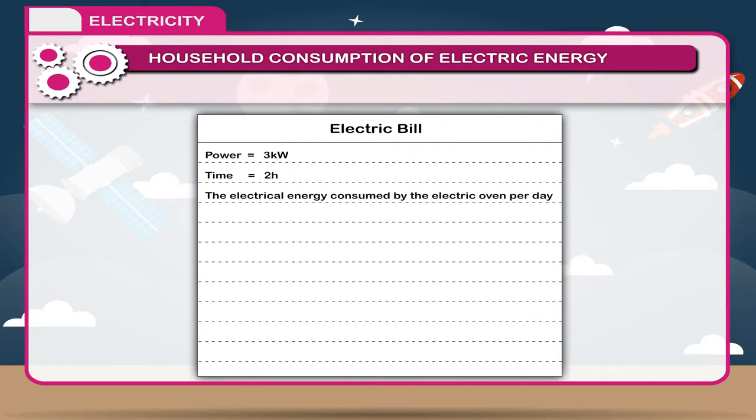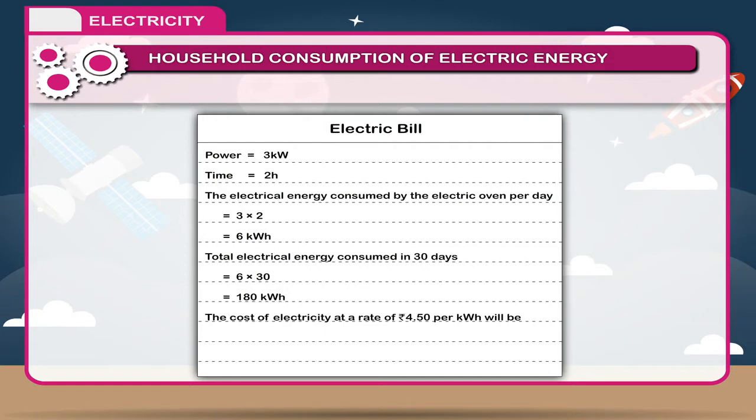The electrical energy consumed by the electric oven per day is equal to 3 into 2 is equal to 6 kilowatt hours. Total electrical energy consumed in 30 days is equal to 6 into 30 is equal to 180 kilowatt hours. The cost of electricity at a rate of 4.5 rupees per kilowatt hour will be equal to 180 kilowatt hours into 4.5 rupees is equal to 810 rupees.